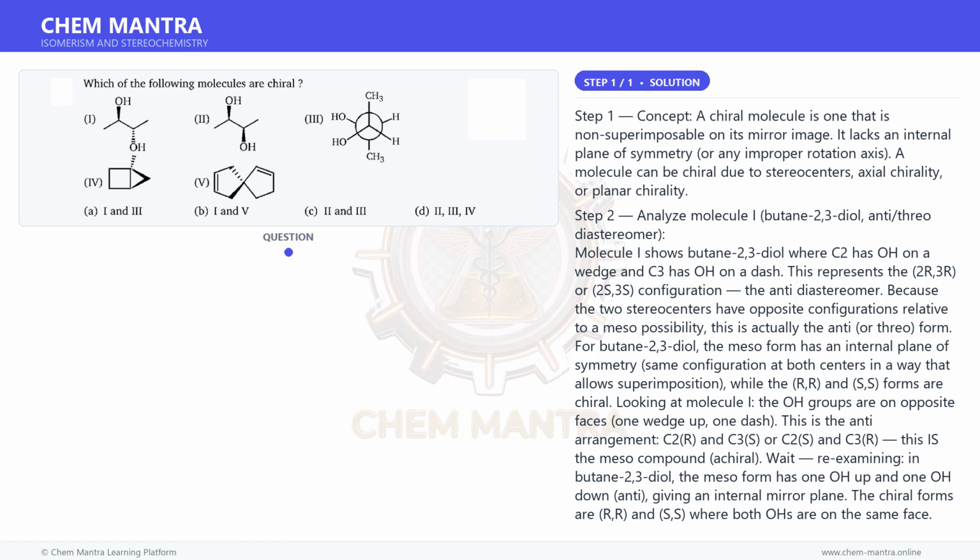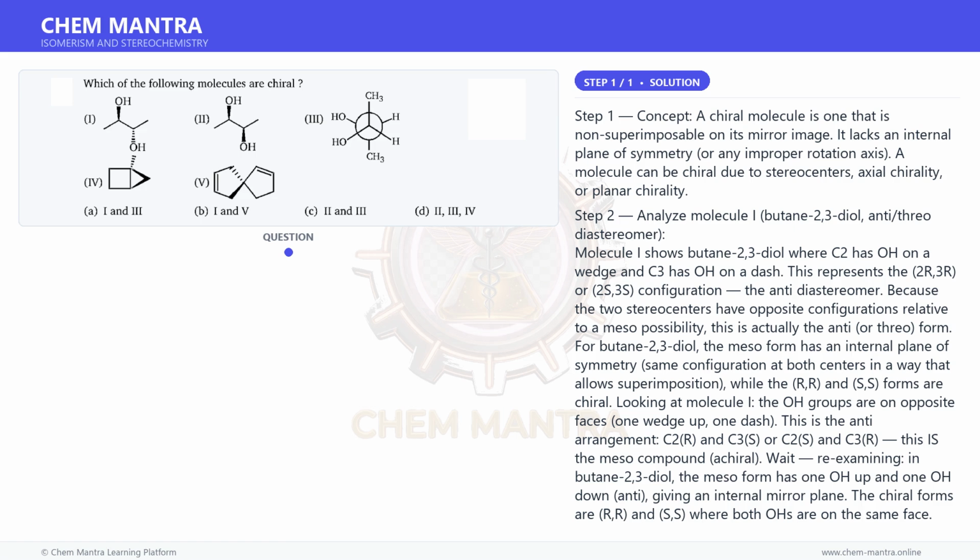Step 3, analyze molecule 2, butane-2,3-diol, syn erythro diastereomer. Molecule 2 shows both O groups on wedge bonds, same face. This is the R,R or S,S configuration of butane-2,3-diol. This diastereomer does not have an internal plane of symmetry and is chiral. Molecule 2 is chiral.